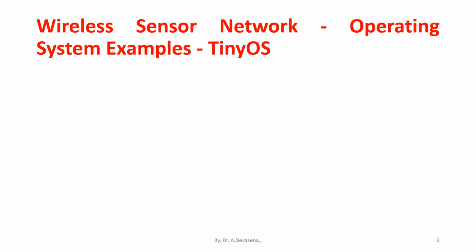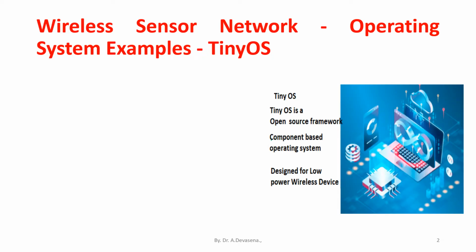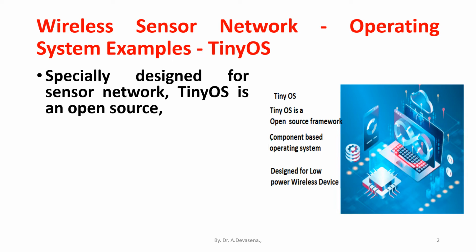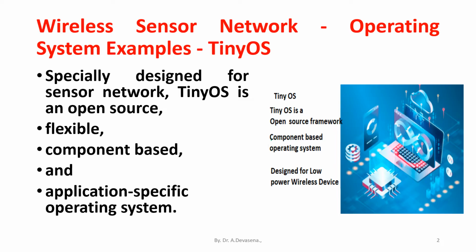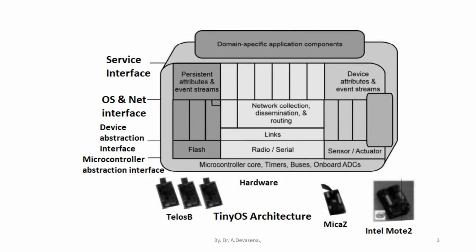Wireless sensor network operating system examples. TinyOS. This TinyOS is specially designed for wireless sensor network. TinyOS is an open source, flexible, component based and application specific operating system. TinyOS architecture is represented in this diagram.